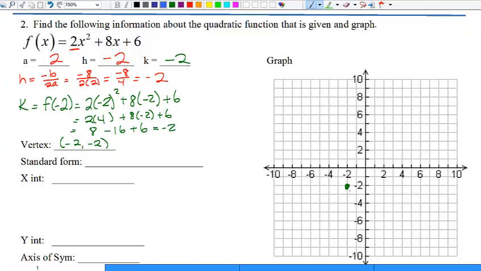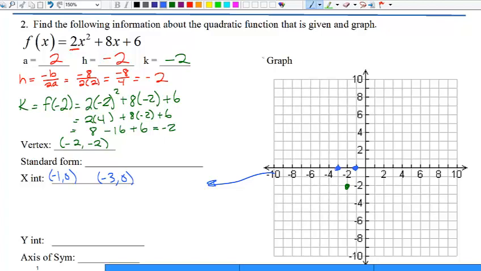I've got a vertex at -2, -2, and I have an a of 2. So I'm going to go right 1 and up 2, left 1 and up 2, because I always go left and right 1 and up and down whatever my a is. And right now, accidentally, I got x-intercepts for free. So you can just take those x-intercepts, which are going to be -1, 0 is one of them, and the other one is -3, 0. Those can be written in either order.